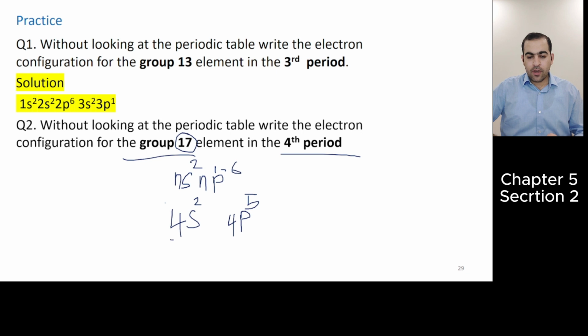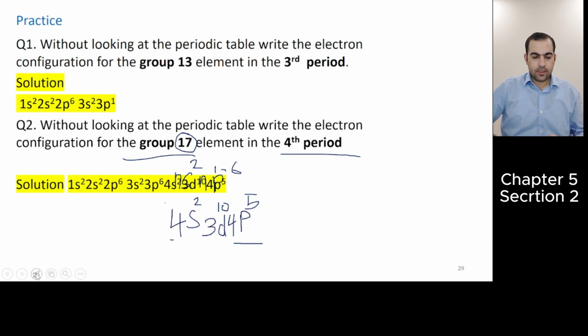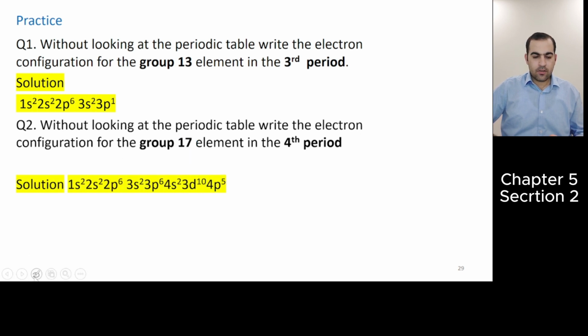But do you know what we have between 4s and 4p? We have 3d. Don't forget this. If I tell you to write the outer electron configuration, just write 4s2, 4p5. But here it says write the whole electron configuration. You must add 3d10 like this. Let me erase it. This is the outer configuration: 4s2, 4p5. But here there is 3d10 between 4s2 and 4p5.